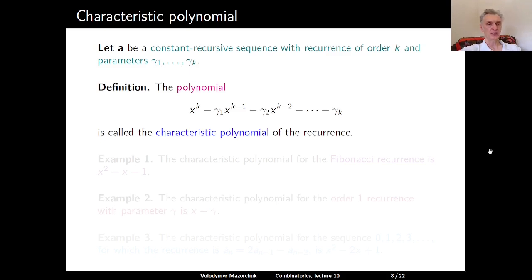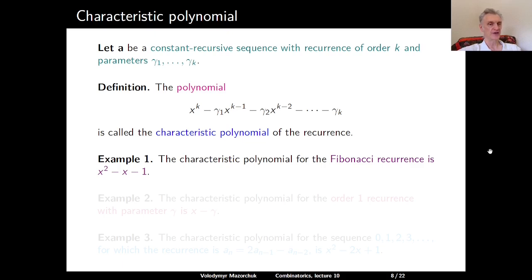Definition: the polynomial x to the power k minus gamma 1 x to the power k minus 1 minus gamma 2 x to the power k minus 2 minus and so on minus gamma k is called the characteristic polynomial of the recurrence. For example, the characteristic polynomial for the Fibonacci recurrence is x squared minus x minus 1.